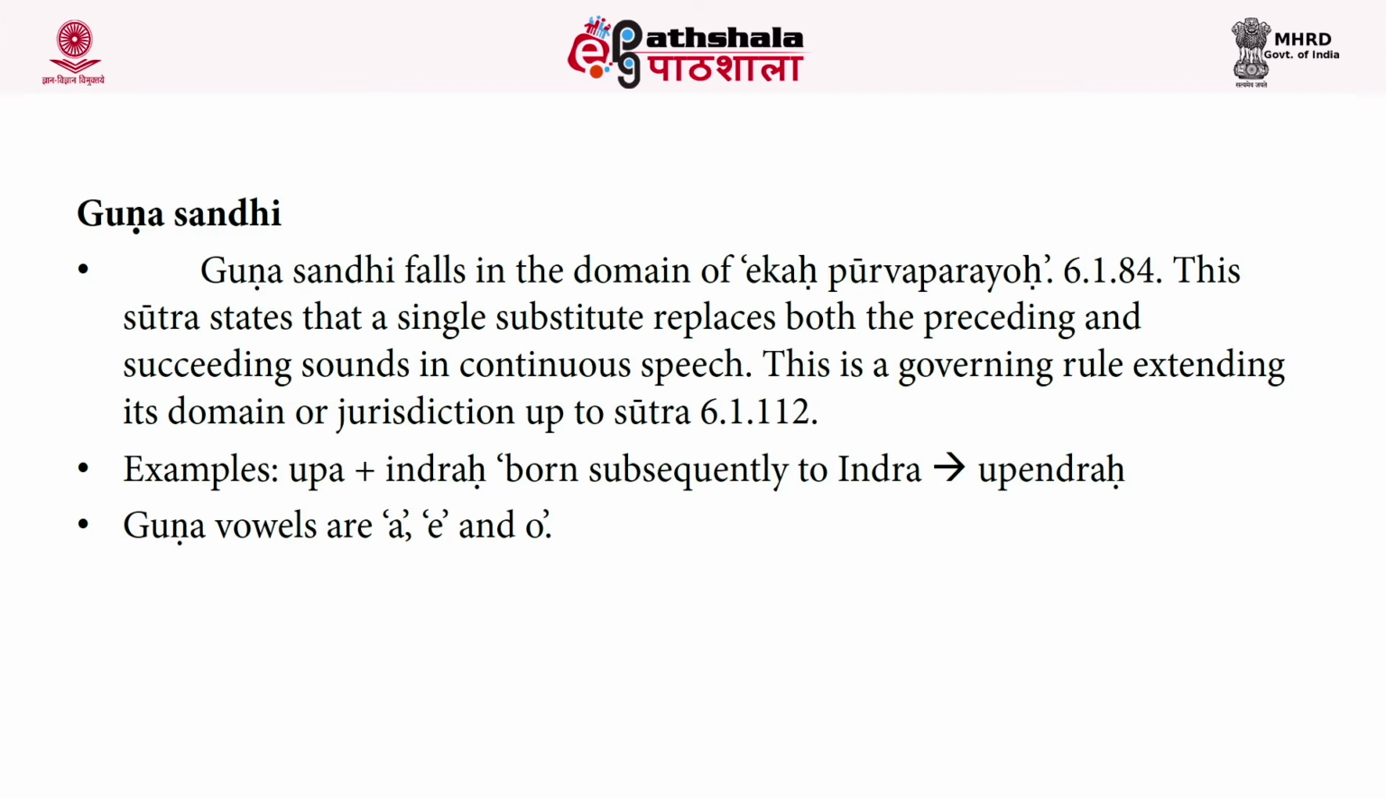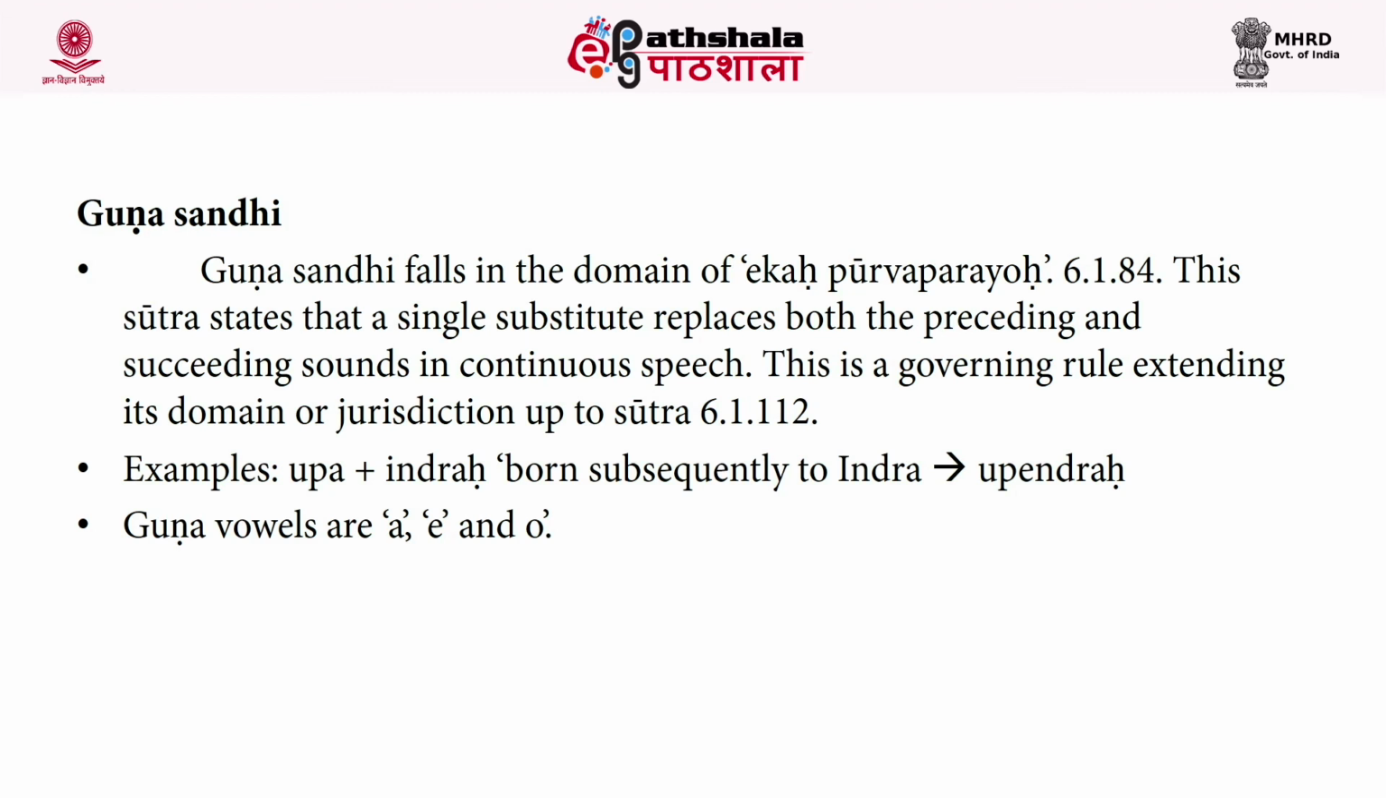This sutra states, when ach comes after a or a, let guna be the single substitute for both. The term guna is defined by the sutra Adeng Gunah 1.1.2. This sutra states that the term guna denotes the short vowel a and the diphthongs e and o. So the single substitute for a of upa plus i of Indra is e, and the single substitute for a of Ganga and u of Udakam is o. So we get the expressions Upendrah and Gangodakam.